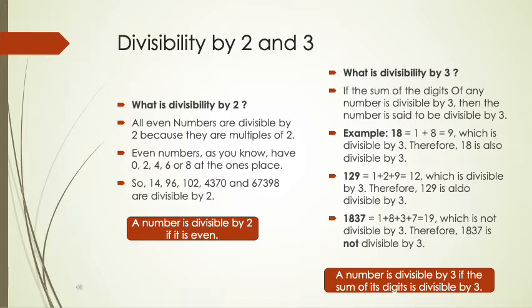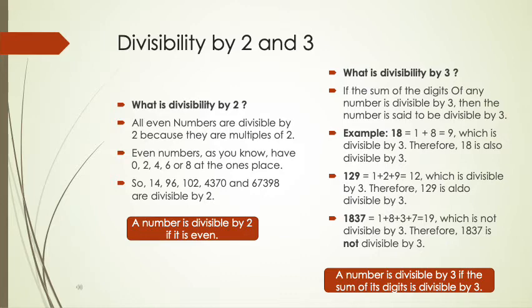Now we can conclude that 14, 96, 102, 4370 and 67,398 all are divisible by 2 just by looking at the numbers. अब 2 की डिविजिबिलिटी हमें लर्न करनी पड़ेगी कि हाँ नंबर 2 से डिविजिबल तब होता है जब उसका वंस प्लेस इवन नंबर होता है ना सिंपल सा इजी.